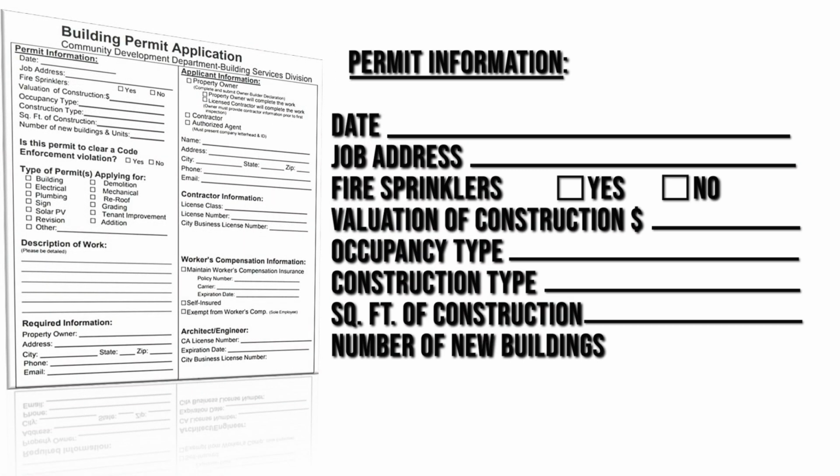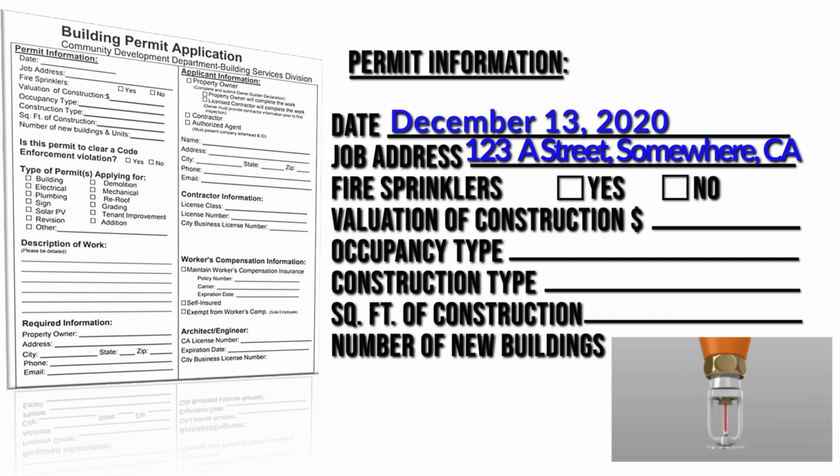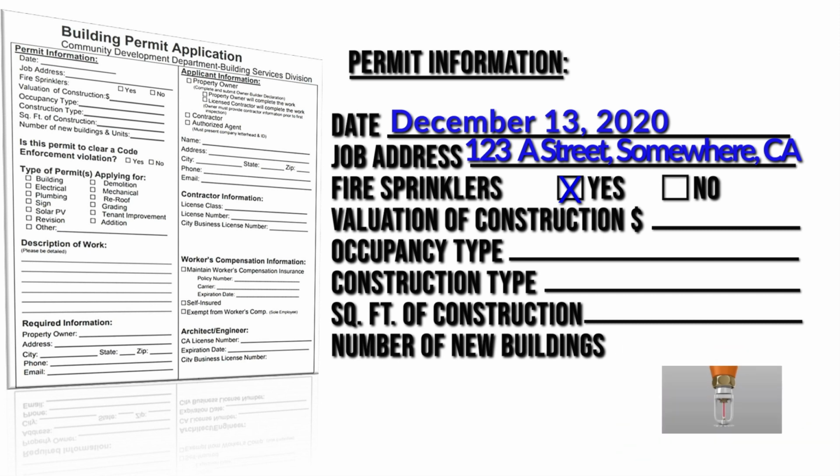A couple of these are very straightforward. The date would represent the date the building permit application was submitted, and job address is the address of where the work is proposed. However, under fire sprinklers, this is where you would indicate if there are fire sprinklers installed on your existing building. This will help determine if fire sprinklers are needed for your proposed work. If this was new construction, then the selection would be yes, since most all new structures require fire sprinklers. But check with your local fire marshal for fire sprinkler requirements.